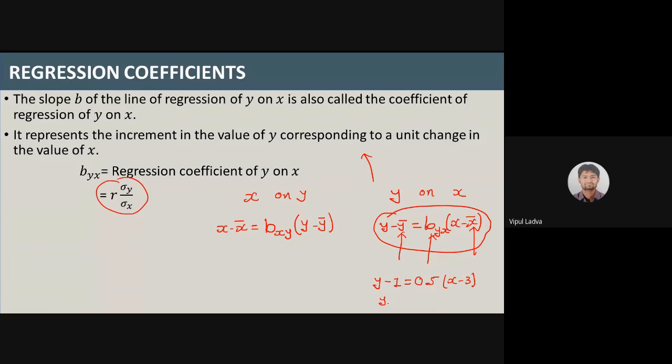तो क्या होगा? y minus 1 equals 0.5x minus 1.5, 3 into 0.5 is 1.5, ये 1 सामने चला जाएगा, प्लस हो जाएगा, so it will be minus 0 point something. But the final equation will be like that, y equals 0.5x minus 0.5, my mistake, the 1 will be plus and this will be minus 0.5.